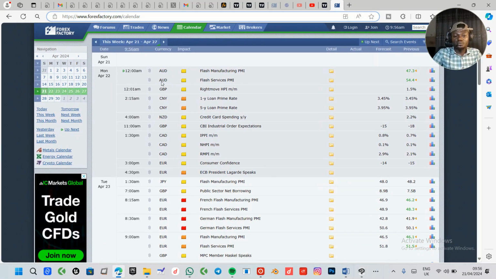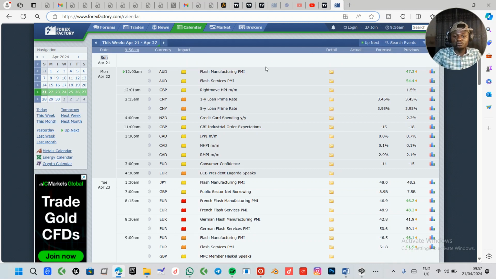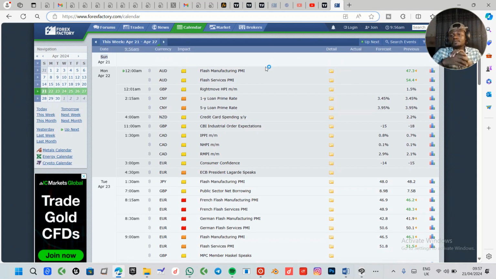So look at the date. Today is April 21st. You can see that it's Sunday and there's nothing here. We don't have any events, we don't have any news because it's weekend, and normally the market goes on weekend. Traders are on weekend, all the institutions have gone for weekend, so nothing is going to happen during the weekend. So that's why you see that Sunday is blank. Tomorrow, which is Monday, will be Monday, April 22nd.